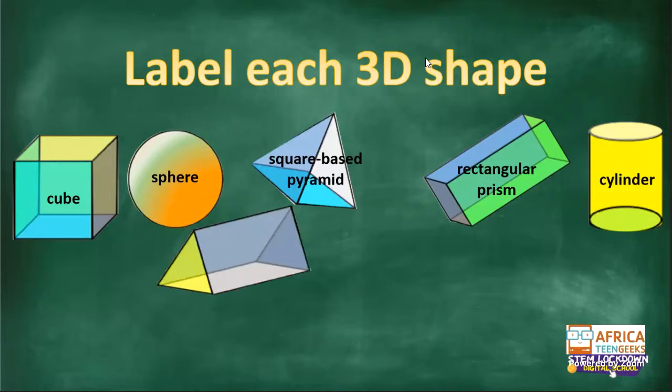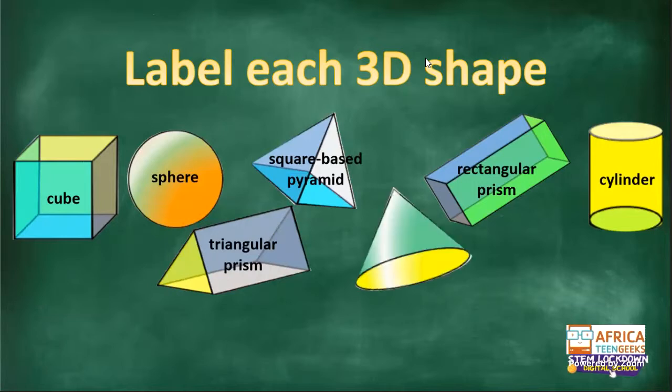What is that? Neo, you are the first one to say triangular prism. So Neo is also on the scoreboard right now with 1 point. Great job. Next one. What is that?